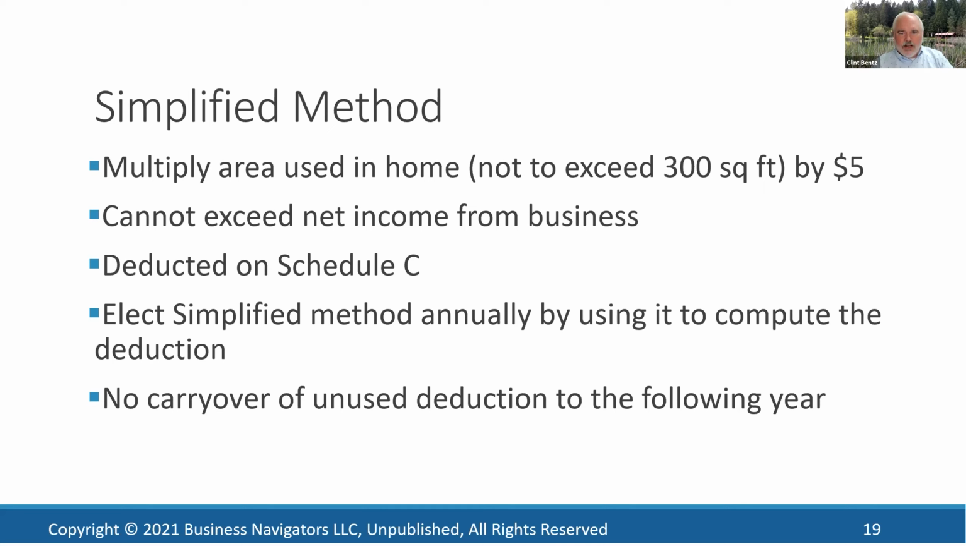Again, this is a personal deduction, so it would be something on the Schedule C. You elect that simplified method annually just by using it to compute the deduction. So you just fill it out. There's a form for the home office deduction, and you just take the space times $5. That's how you do it. If you don't have any carryover of unused deduction, so let's say you have 200 square feet times $5 is $1,000, and you only had $300 worth of income, so you have $700 of deduction that's left over. Basically, it goes away. It doesn't carry over.